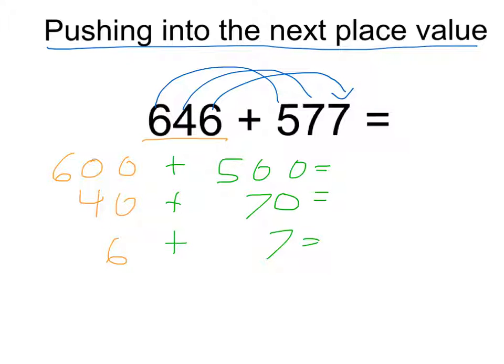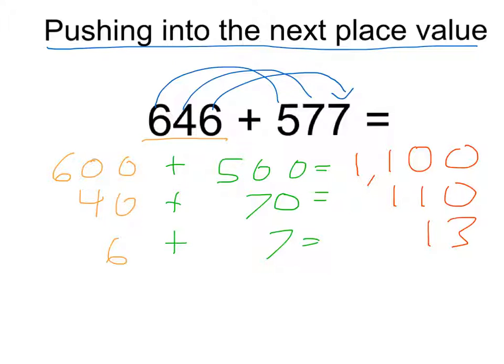I might pick a nice color red here or something. And I add 600 plus 500. That will push me up into the next place value, actually up into the thousands. So I get 1,100. You could also read that as 1100 if you wanted to. Now I move down to the tens. 40 plus 70, same deal. It pushes me up into the next place value, and I get 110. Finally, 6 plus 7, again, pushes me up in the next place value, and I get 13.